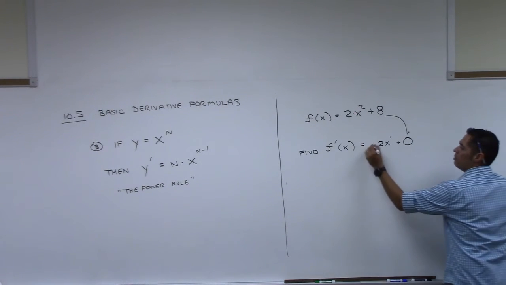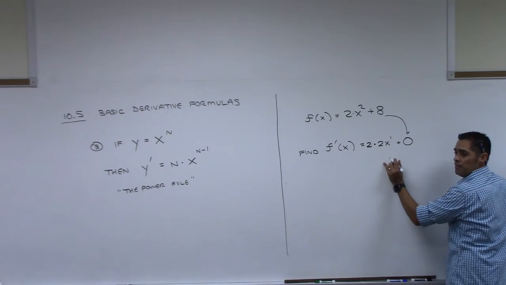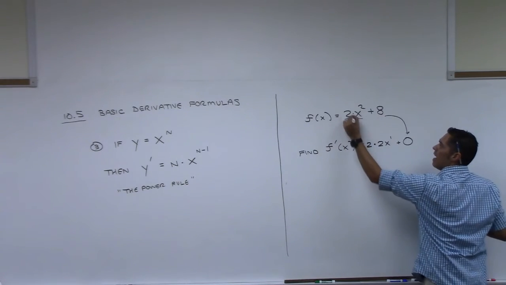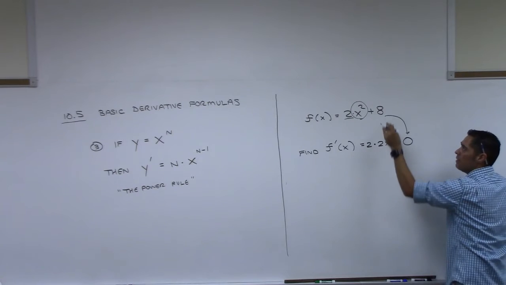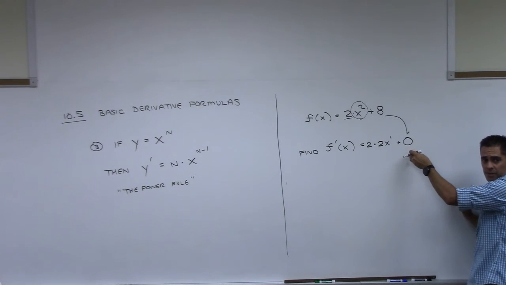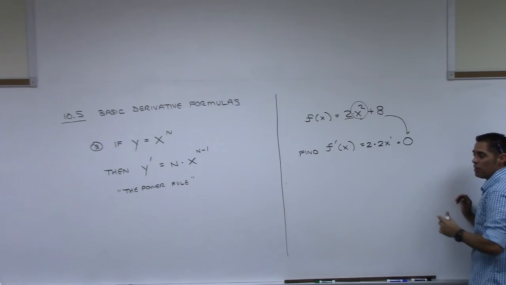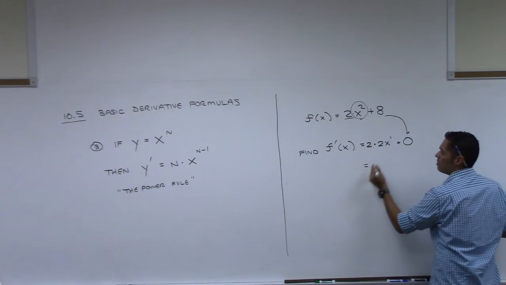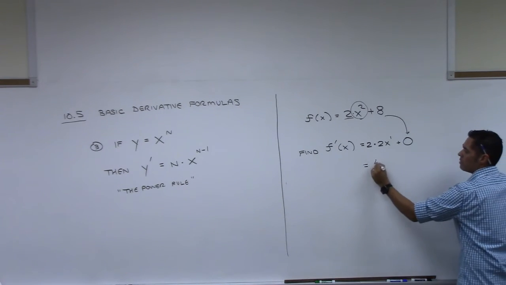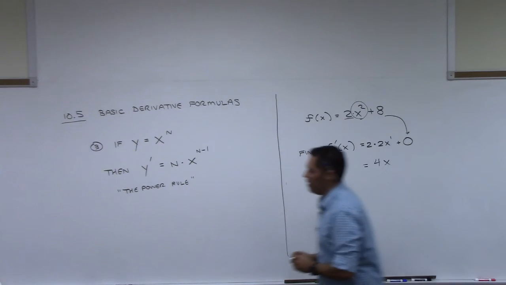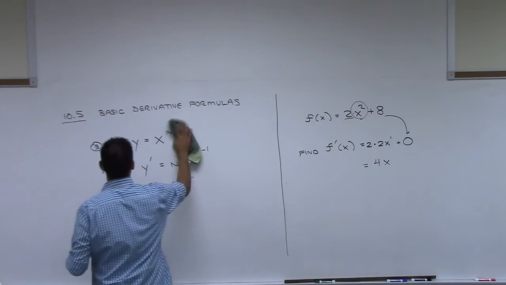But what was in front of it that I had hidden? 2. That 2 is going to come for the ride. If the constant is attached to a function, it just comes for the ride. If the constant is by itself, the derivative is 0. That's a rule that I'll illustrate more later. I just want to get to this answer real quick, because what's that answer? 4x. And what was our answer? 4x.